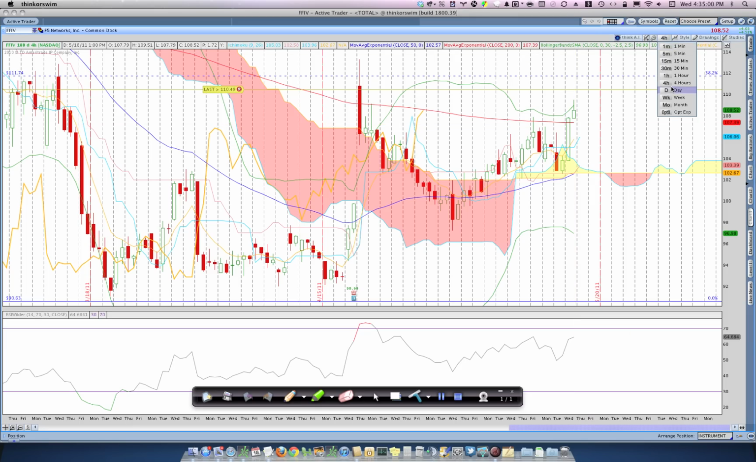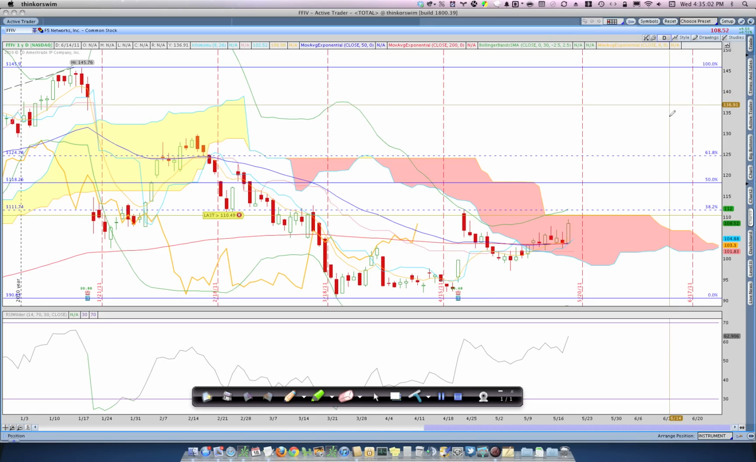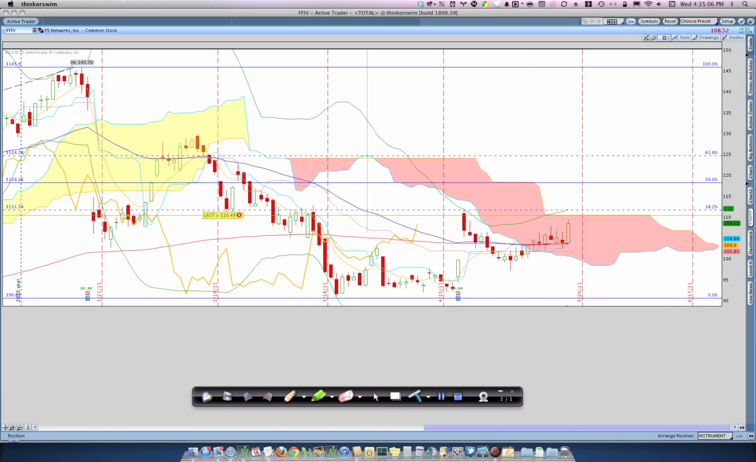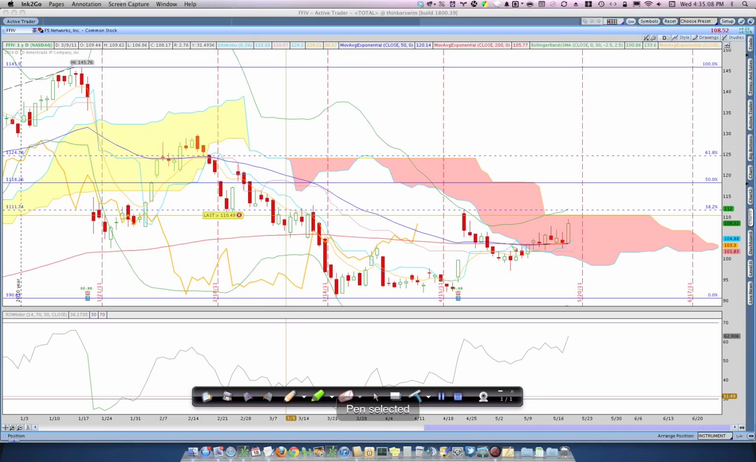The only one that I look at now, cloud-wise for FFIV, is the daily. And ever since we entered the cloud here, we've been moving up quite nicely with some reasonable ranges during the day. But for me, the buy signal is going to be start adding when it hits 110. And I think that might be the magic number for a lot of buyers wanting to step in. Let's move to the next chart.